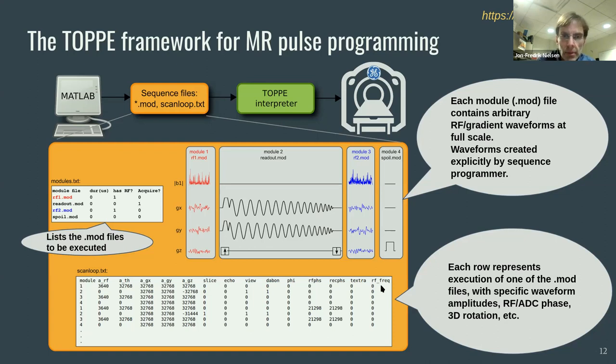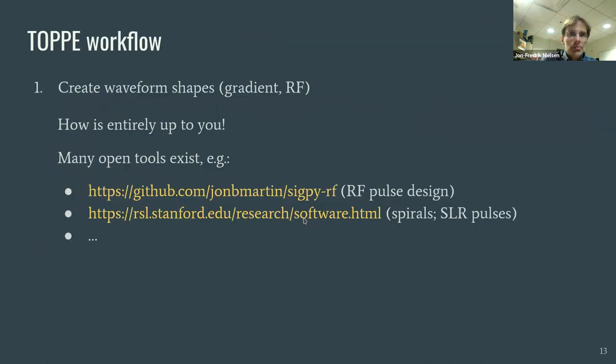So, but the key point is to fill these mod files with waveforms at full scale, and then you scale them down as needed and set the phases needed in the scan loop. So that's the framework, and it's designed for EPIC in the sense. So the EPIC interpreter, which I'll say a word about, is actually pretty minimal. It just kind of loads these in and just executes them, sets the amplitude and executes them. So that's the framework.